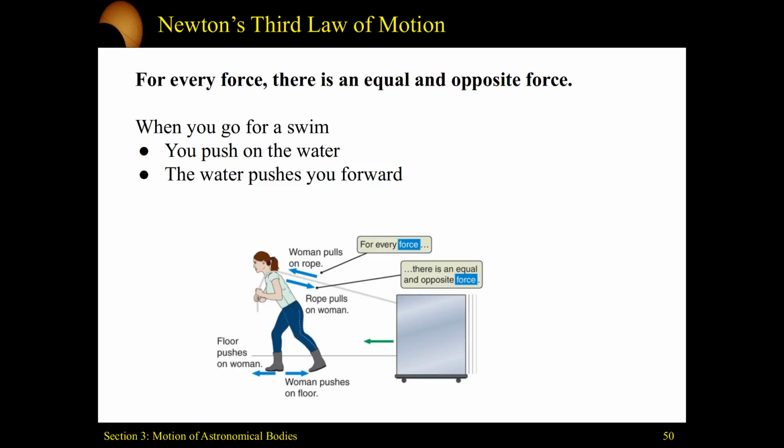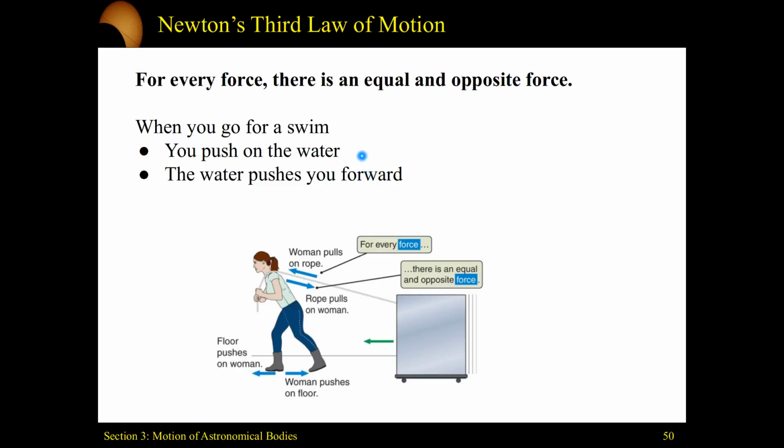Some misconceptions about this: motion can't be real, there are always these opposite forces canceling each other out. But what you need to be clear on is that although there are equal and opposite forces, they act on different things.